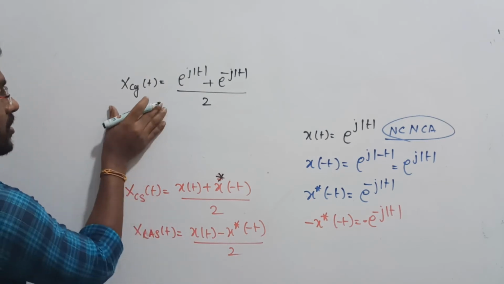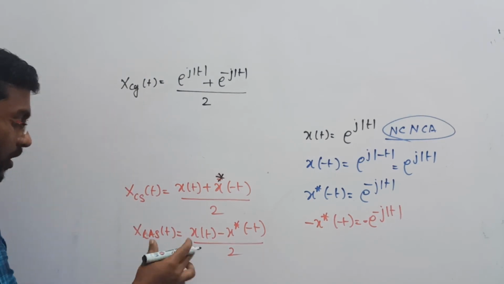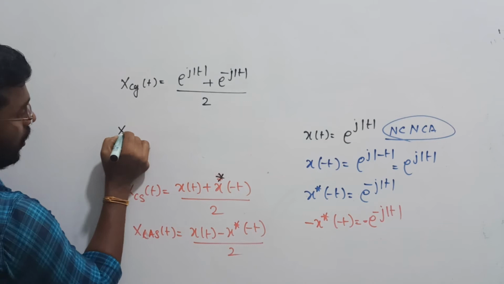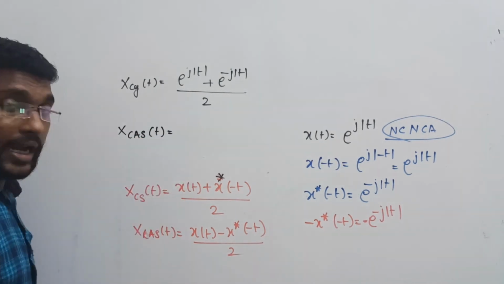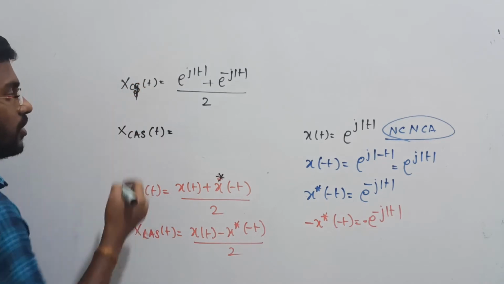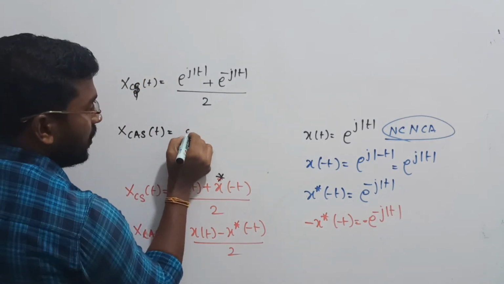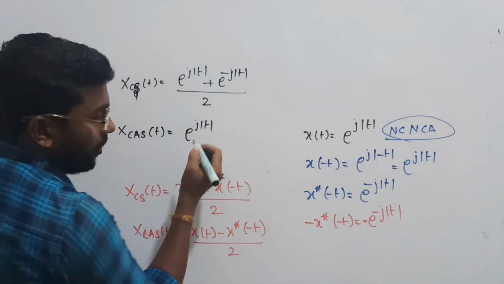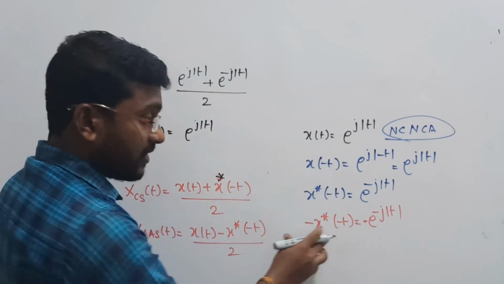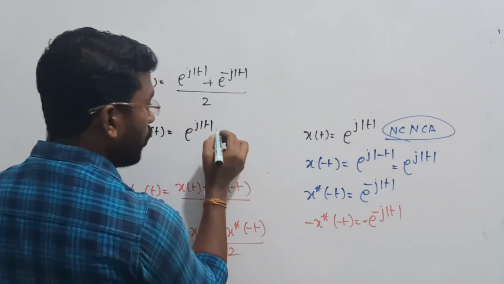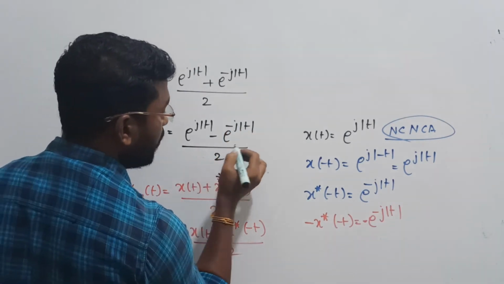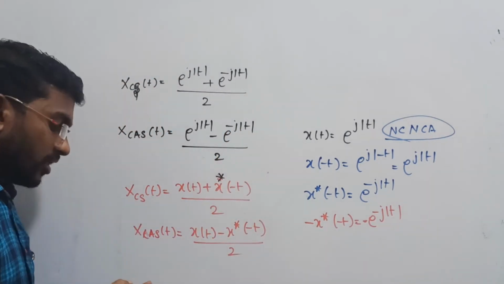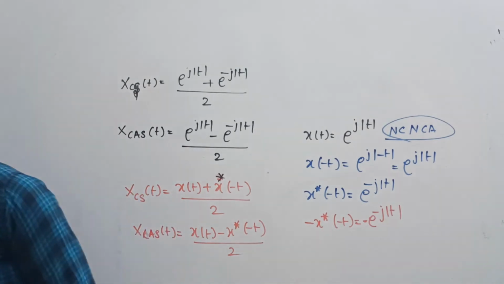This is the conjugate symmetric part of the signal. Similarly, how will you find the conjugate anti-symmetric part of the signal? Conjugate anti-symmetric means x of t minus x conjugate of minus t, which should be equal to minus e power minus j mod t divided by 2. Clear? Now with this, how will you reduce these two functions further?